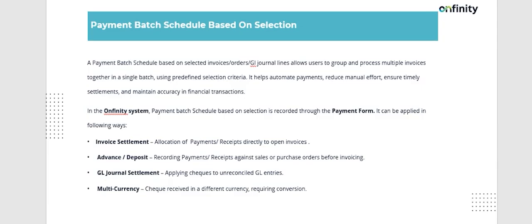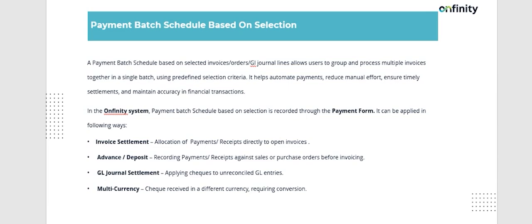Understanding payment batch scheduling based on selection. A payment batch schedule based on selection allows users to group and process multiple invoices together into a single batch using predefined selection criteria. For example, if you have open invoices, you can select them directly in the payment form, and the system will create a payment batch schedule for those selected records. This functionality helps to automate payment processing, reduce manual effort, ensure timely settlements, and maintain accuracy in financial transactions. In the Onfinity system, payment batch schedules based on selection are created directly through the payment form.